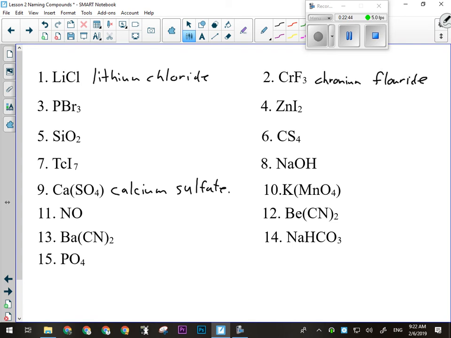And then we have to figure out whether this is the 3+ chromium or the 2+ chromium. So every fluorine is -1. So there are 3 negative charges here. I need to get 3 positive charges from 1 chromium atom, so it has to have a charge of 3. Okay, this is chromium(III) fluoride.